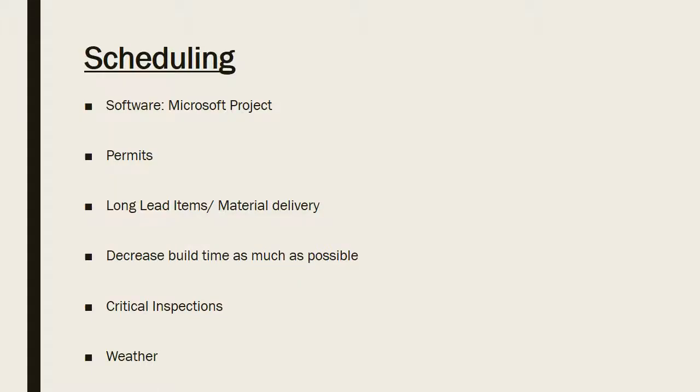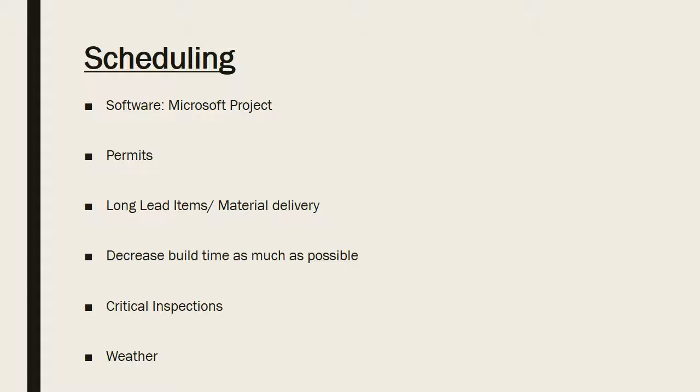So to schedule a project like this, Microsoft Project is what we used. Making sure that all the permits are acquired before you go along with your construction process, and also long lead items and material delivery. So if the owner is asking for a specific item, making sure to see if it's a long lead item and ordering that in advance to make sure that the material delivery will line up with when it will be needed to install.